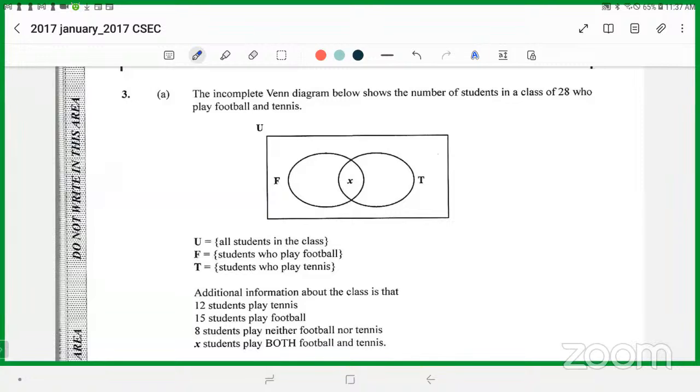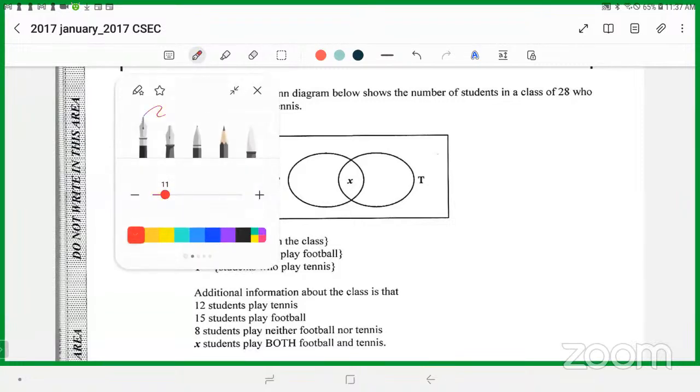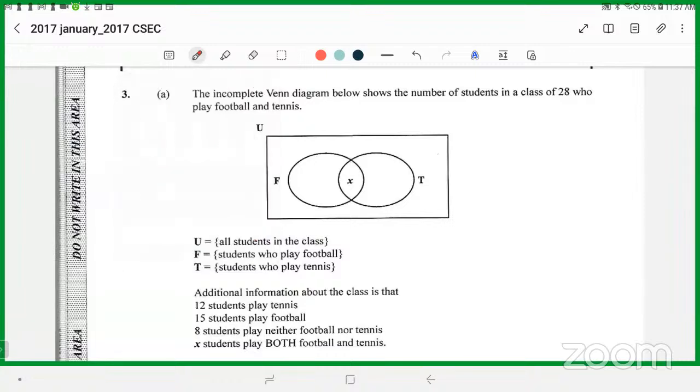All right, this one says the incomplete Venn diagram below shows the number of students in a class of 28. I'm going to put the 28 right here so I don't forget that everything must add to 28. I don't want to forget that the total in there is 28. It says U are the students in the class, F are the students who play football, T are the students who play tennis. Additional information about the class is given. 12 students play tennis. So I'm going to put that 12 here.